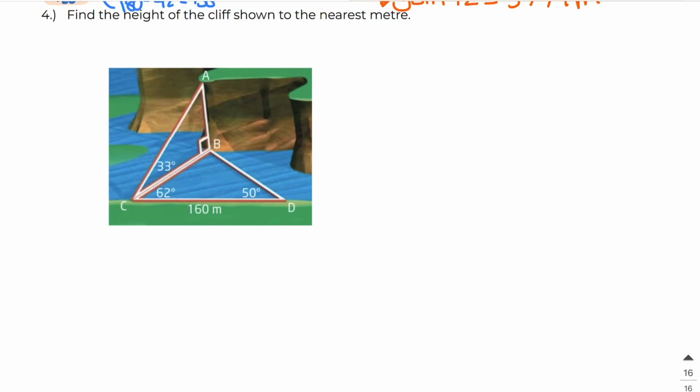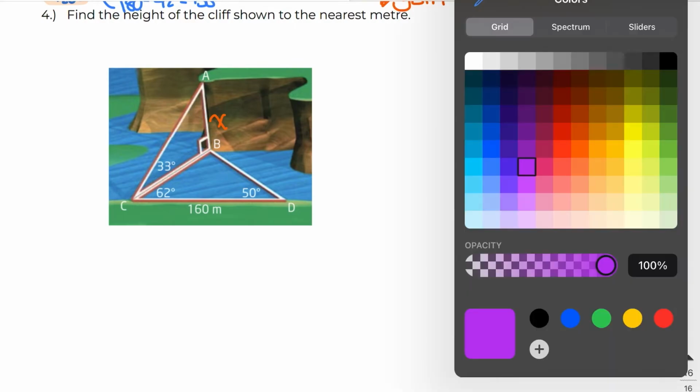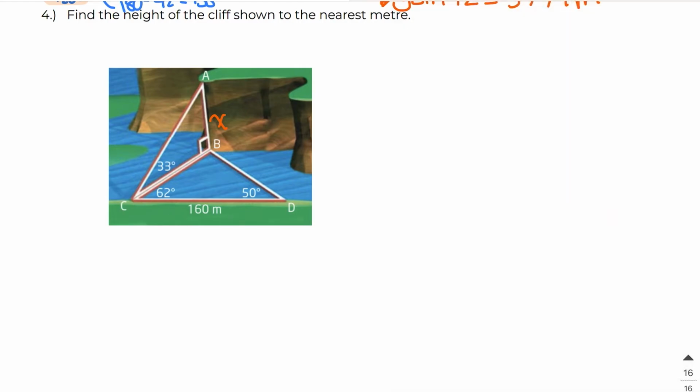For number 4. It says, find the height of the cliff shown to the nearest meter. So I want to know how high up this cliff is right here. So I'm going to call this x. But in order for me to be able to solve anything in this right triangle, I need information from this triangle right here. So I'm going to use that triangle to help me out. And the side that's in common is this side right here. So I'm going to call this side, side y.